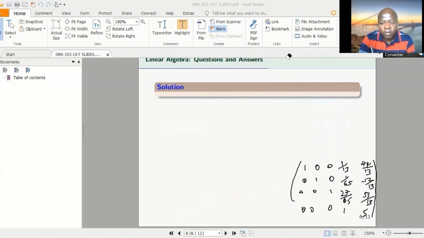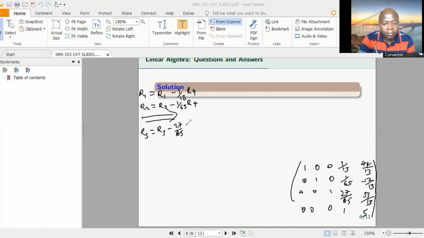Now, this is the matrix I want to use, so I should not delete it. I want to create a 0 in that position. So to get row 1, I want just to take the current row 1 and subtract 1 out of 13 of row 4. I also want row 2, I'll take the current row 2 and subtract 1 out of 65 of row 4. I also want row 3, I'll take the current row 3 minus 27 out of 65 of row 4. So what will that give me?